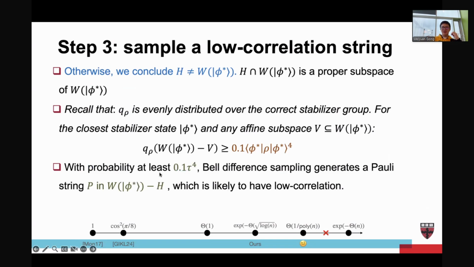This means that with probability at least 0.1 tau to the 4, this is because what we are guaranteed, the fidelity between rho and phi star is larger than tau. So with probability at least 0.1 tau to the 4, if we perform Bell difference sampling again to generate a Pauli string, then with this probability, we can guarantee that this Pauli string is in the remaining subspace, and it has low correlation.